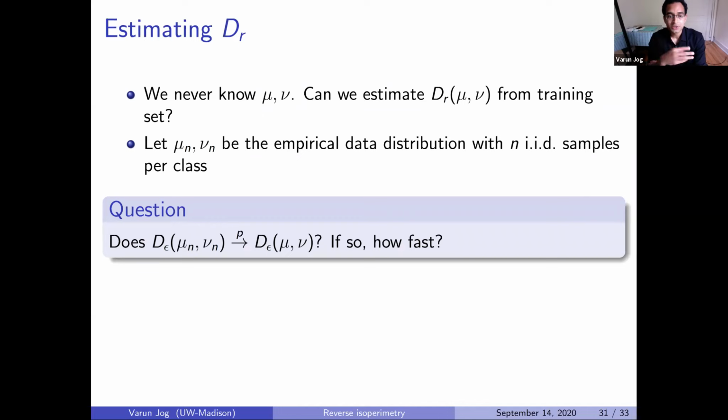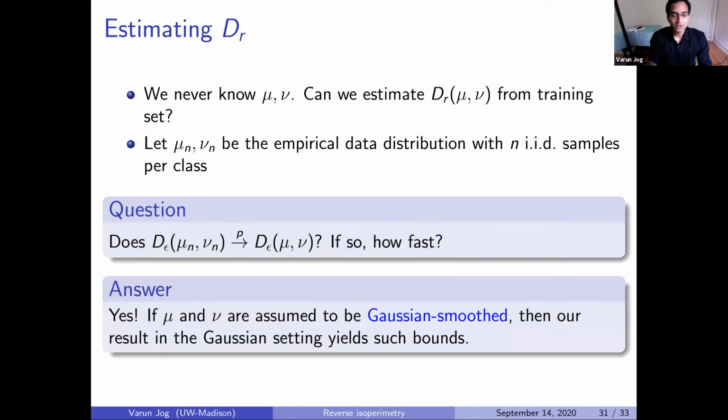And how many samples do you need to get epsilon close to the true quantity? And are there any rates that we can come up with? I won't go into the details, but if your data distributions mu and nu are assumed to be Gaussian smooth, then the Gaussian reverse isoperimetric inequality ends up giving you such bounds. Like how many points do you need to estimate d sub r, because estimating d sub r allows you to estimate the information theoretic limit of what's the best you can do in the adversarial setting.